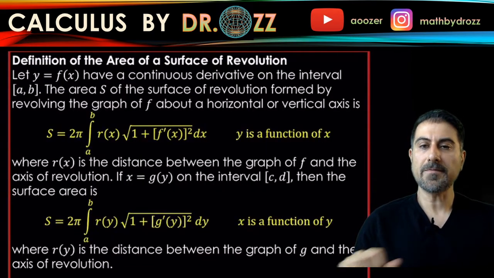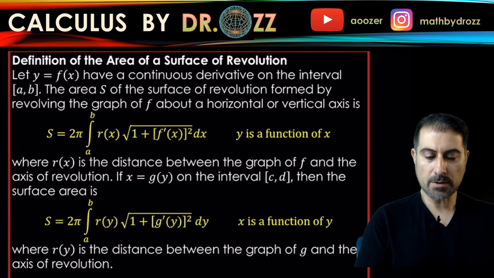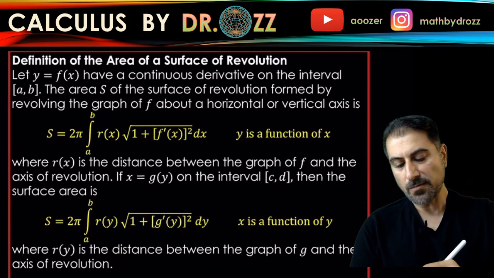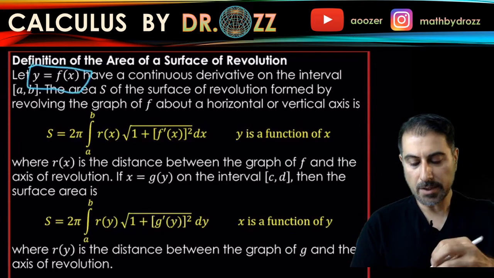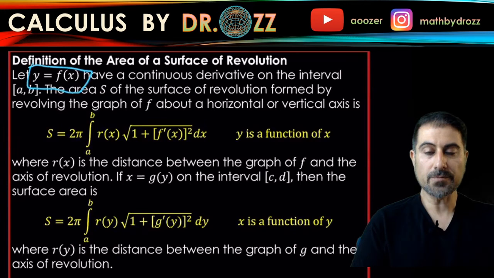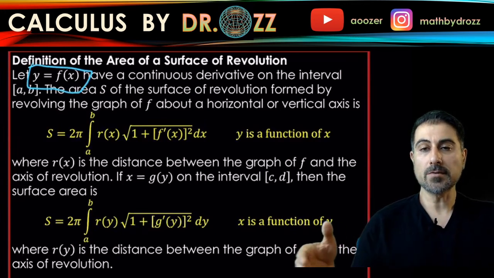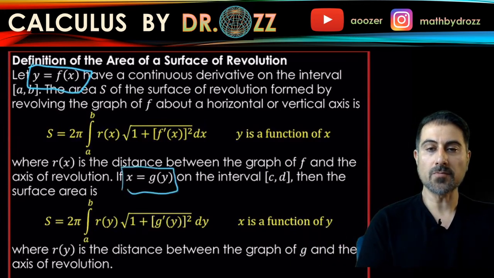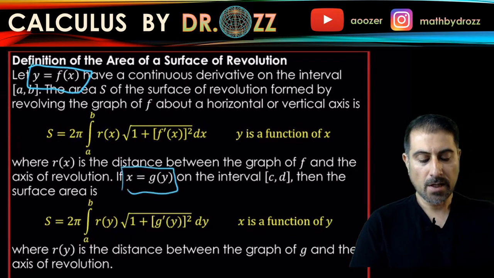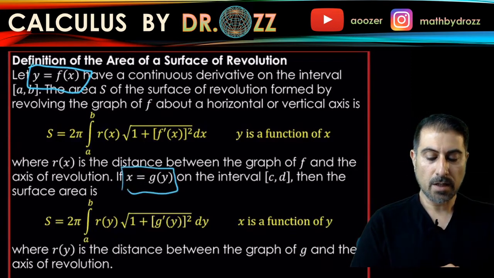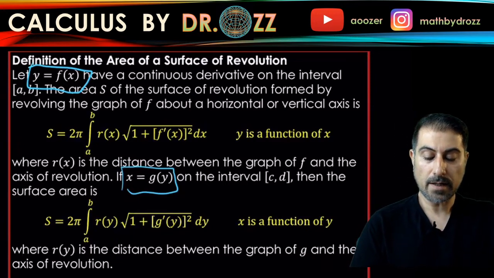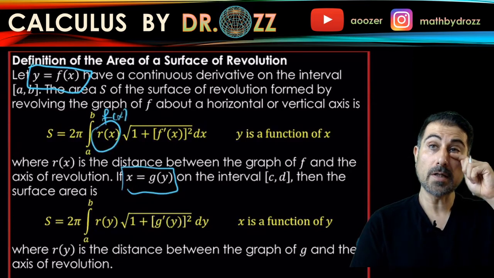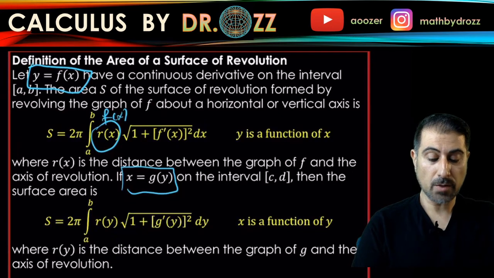And here is the definition of the area of a surface of revolution. So we have two different formulas here. One for y equals f of x type curve, and the other one is x equals g of y type curve. One is written in terms of x, and the other one is written in terms of y. And if you're in the first case, you have 2 pi times r of x, which is in fact f of x in our case, especially for the problem that we're working on, and then radical 1 plus f prime of x quantity squared dx.